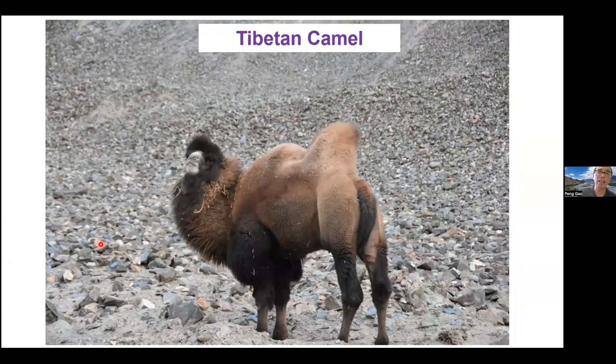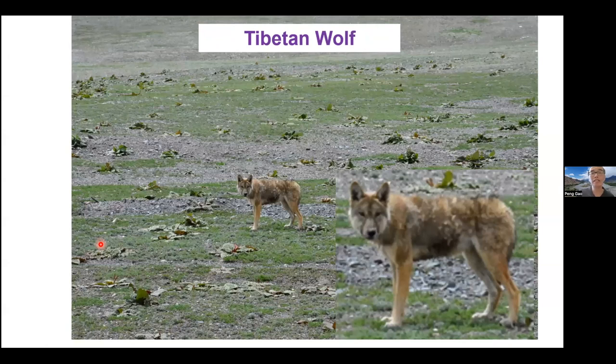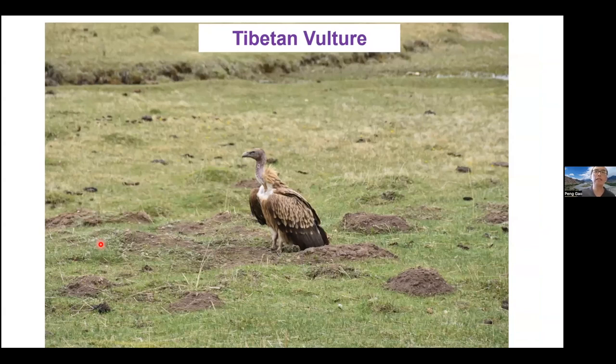It's kind of ugly. And this is a Tibetan fox. This guy is actually very sensitive to human beings. It's not very easy to capture them. And this is a very scary Tibetan wolf. I took this picture from the car because I did not get out of the car. We ran into this wolf in the so-called no man's zone that extends several hundred kilometers in the upper Yangtze River watershed.